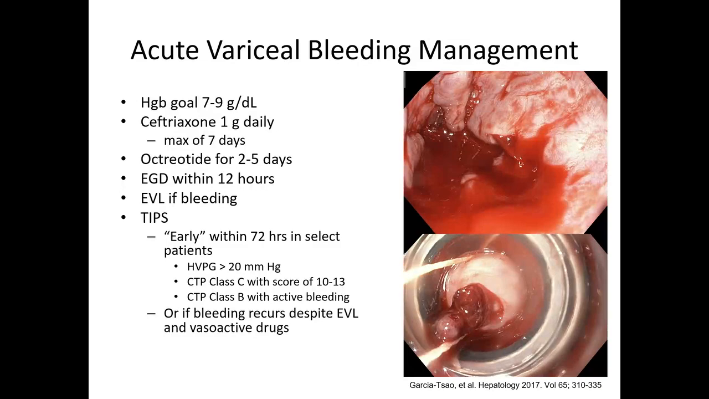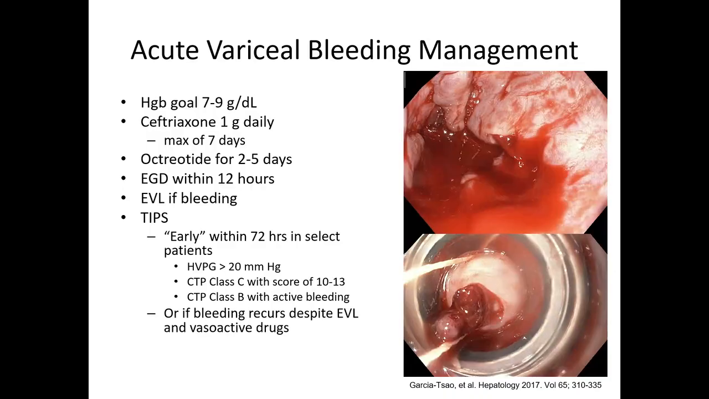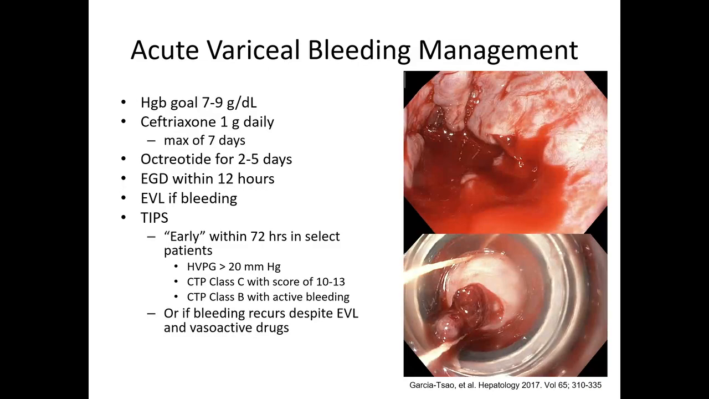If there is bleeding present, then endoscopic variceal ligation is performed, and here is an example of an actively bleeding varix, as well as variceal ligation on that bleeding varix. TIPS can be considered, quote-unquote, early within the first 72 hours in select patients if the hepatic venous pressure gradient is greater than 20 millimeters of mercury, the patient is Child score C with a score of 10 to 13, or Child score B with active bleeding. TIPS can also be considered if bleeding recurs despite endoscopic variceal ligation and the use of vasoactive drugs.